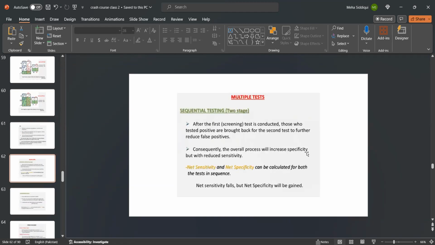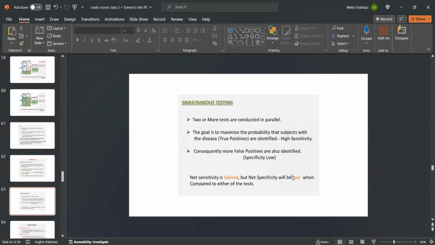For screening of the disease, there are usually two types of tests: sequential tests and simultaneous tests. In sequential tests, the tests are performed in two stages. The patient undergoes an initial easy, rapidly performed test. After the first screening test is conducted, those who test positive are brought back for a second test to further reduce false positives. So the overall process will increase specificity but will reduce sensitivity. This is the point to remember: in sequential testing, net sensitivity falls, but net specificity is gained.